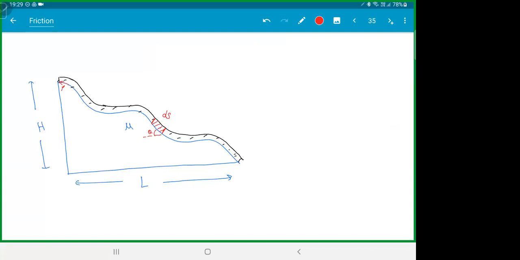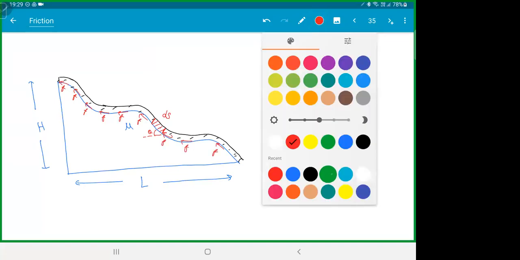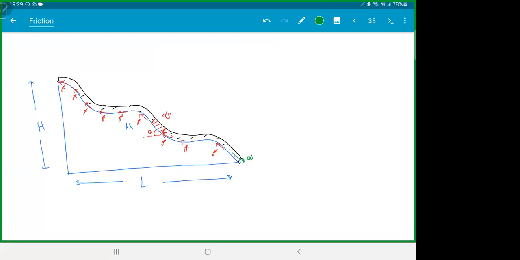On this entire rope, you have friction, friction, friction, friction. And you have dmg sine theta, dmg sine theta, dmg sine theta, dmg sine theta, dmg sine theta. So total friction F max should be equal to total dmg sine theta. The moment you put an integral, it becomes equal.